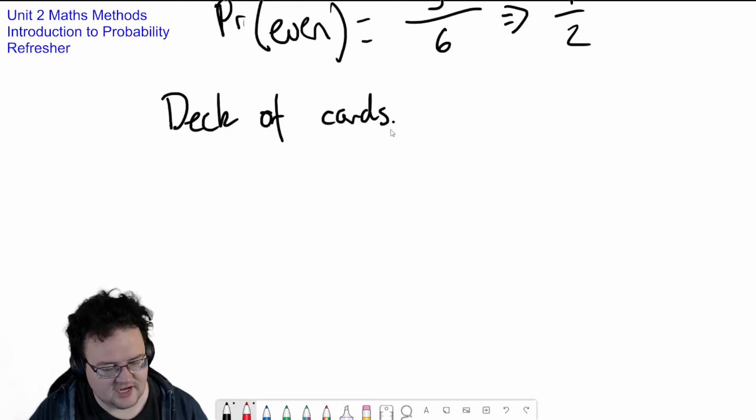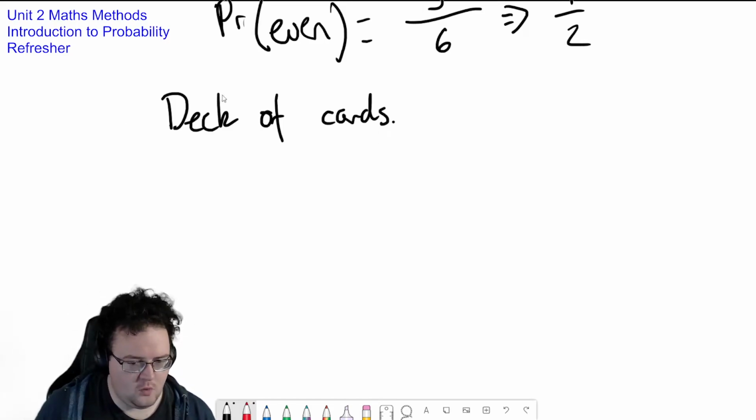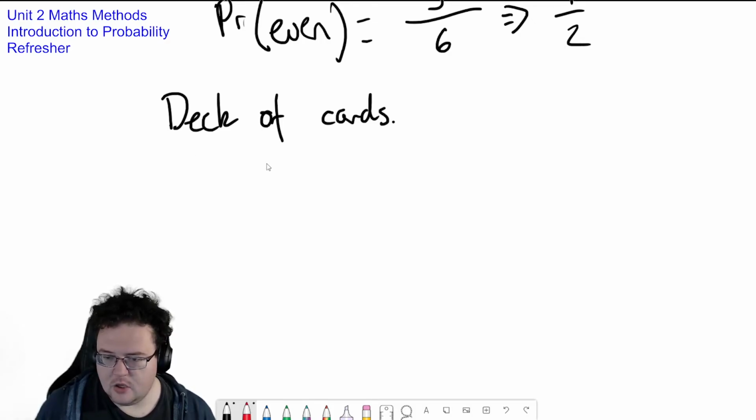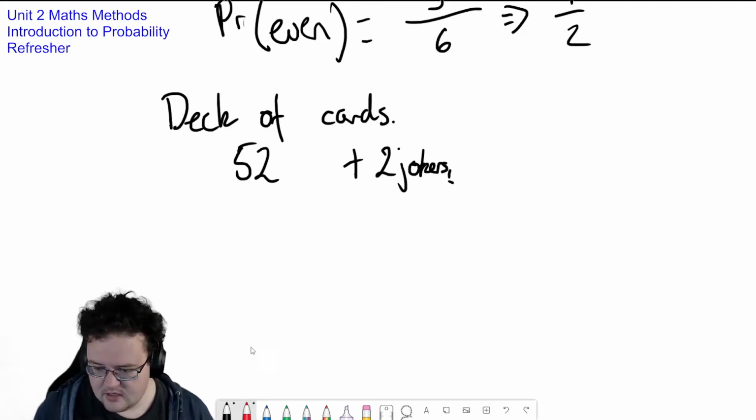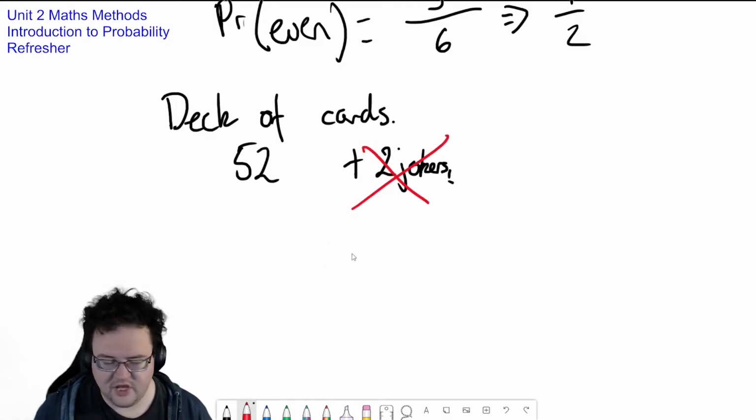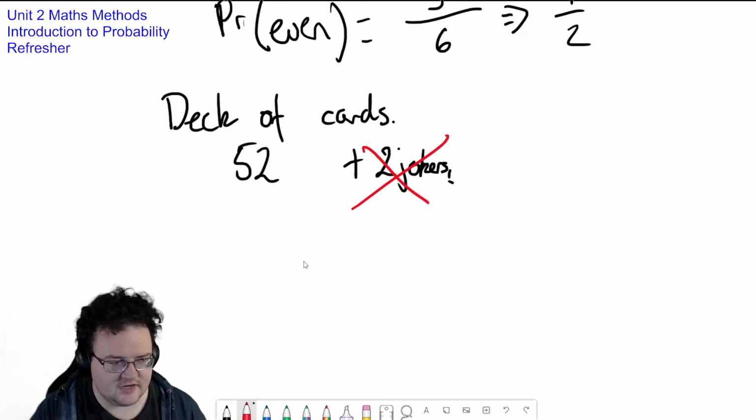So let's talk about a deck of cards, because a lot of people need to know this for the type of questions that you're going to get asked between now and the end of year 12, and it would help to know what's in it. Now, a deck of cards is normally 52 plus 2 jokers. For all probability questions, we ignore the 2 jokers. So, deck of cards, 52.